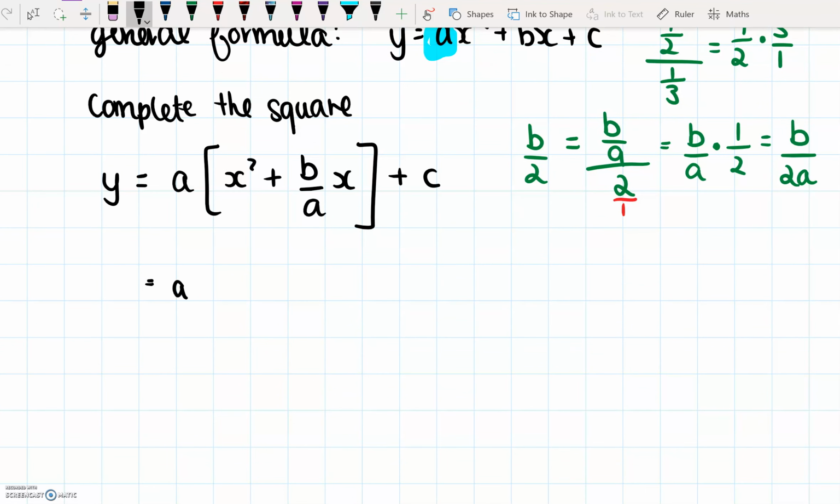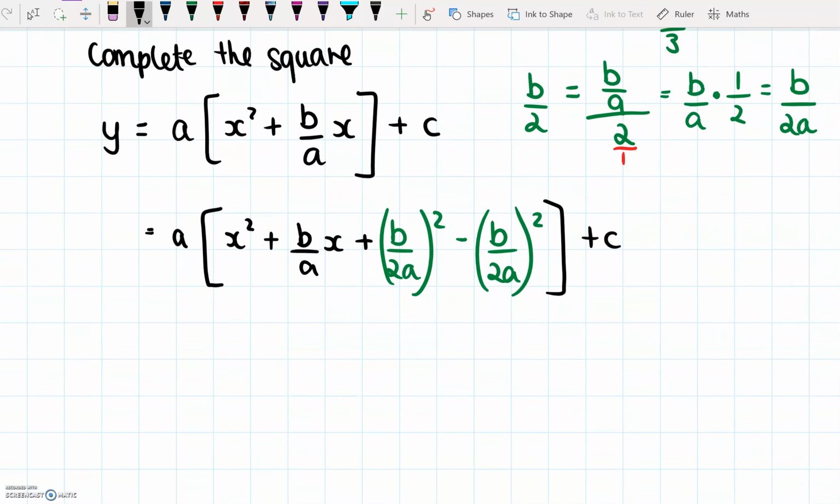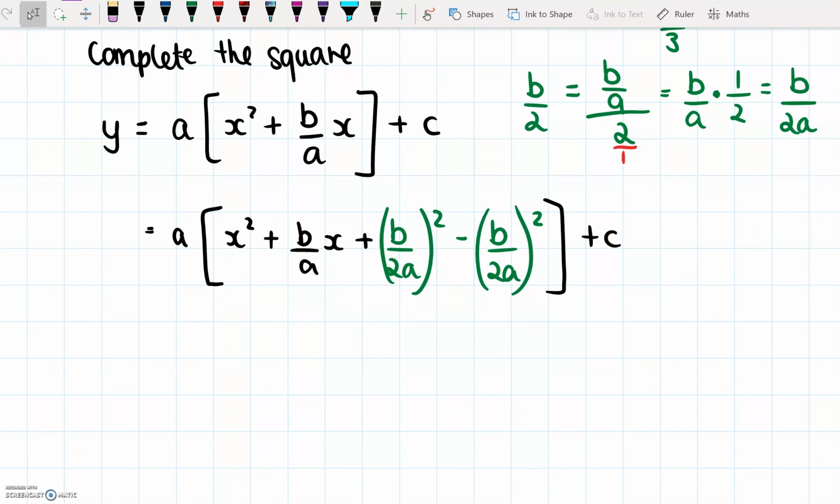a square bracket x squared plus b over a x plus b over 2a squared minus b over 2a squared, close our big brackets, plus c. Okay, so that's quite straightforward.